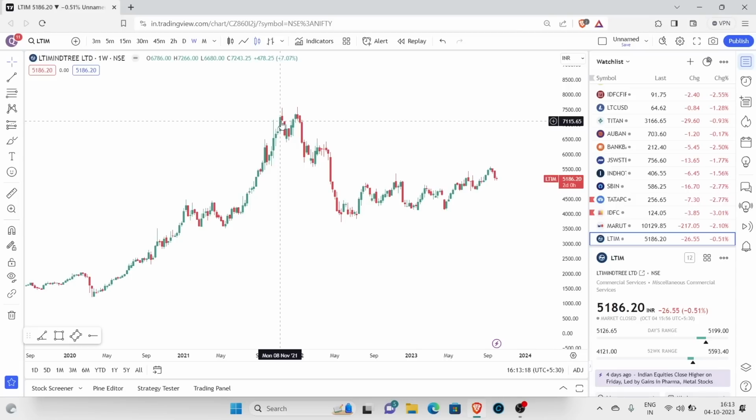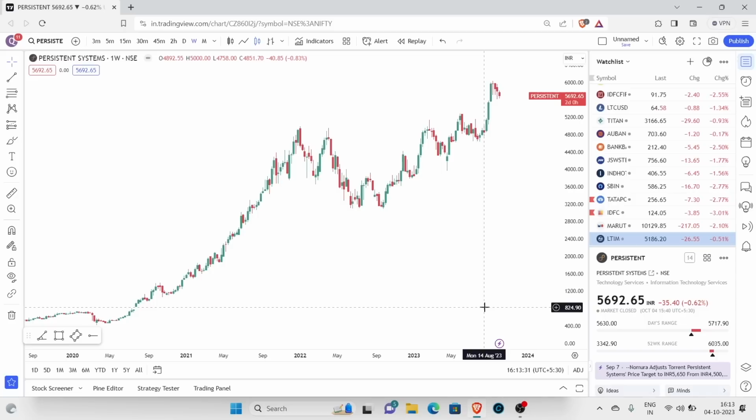So now I'll be showing you one more mid-sized IT firm called Persistent Systems. So Persistent Systems is also a mid-sized IT firm similar to L&T Mindtree. So one thing you can look at here is the stock initially rallied in 2021, then consolidated, and now it is making a fresh all-time high.